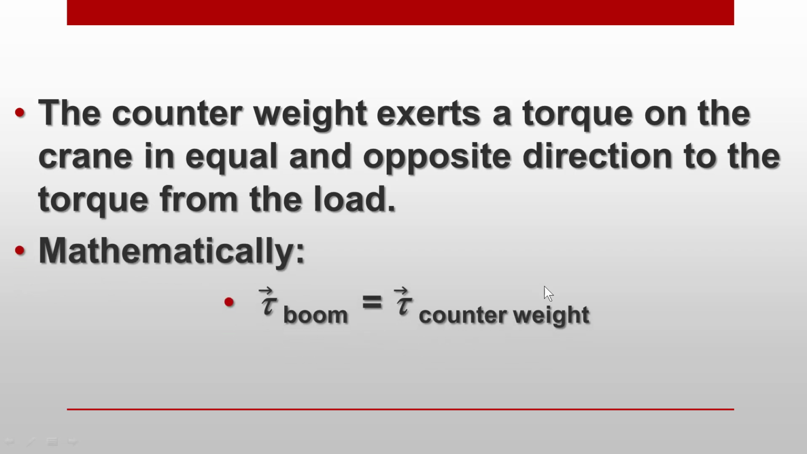Mathematically, we can say that the torque applied by the boom is equal to the torque applied by the counterweight. These two torques are equal to each other and their direction is opposite, so they will cancel the effect of each other, due to which the danger of toppling over of the crane is reduced. That's why the counterweight is an important safety measure, because without a counterweight the crane can topple over. The torque of the boom is equal to the torque due to the counterweight.